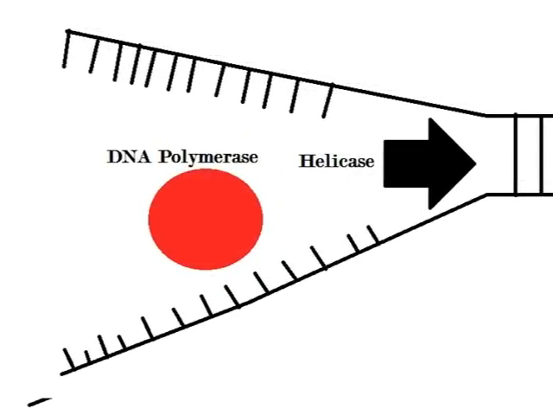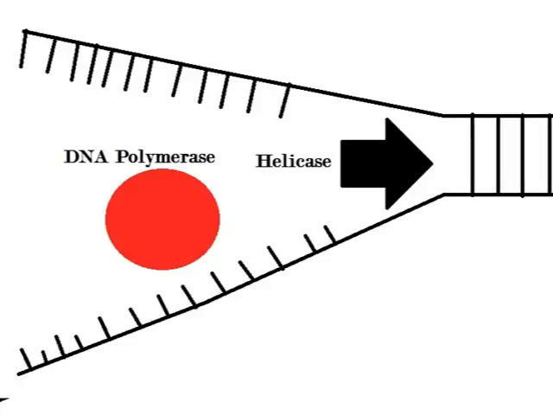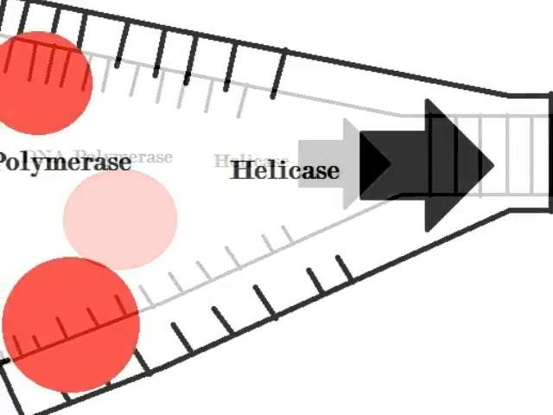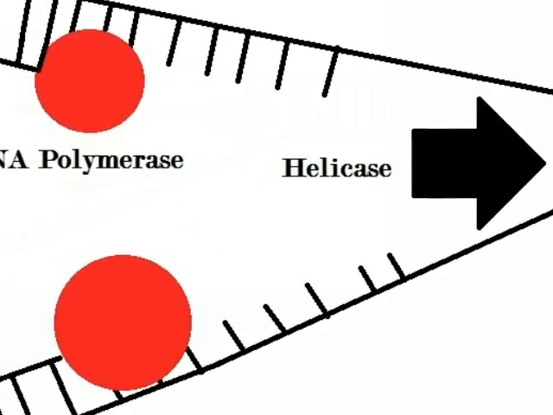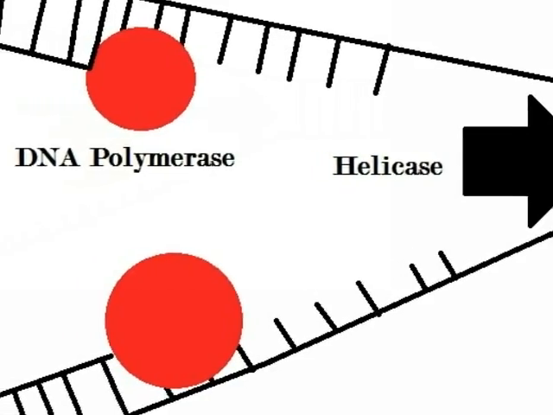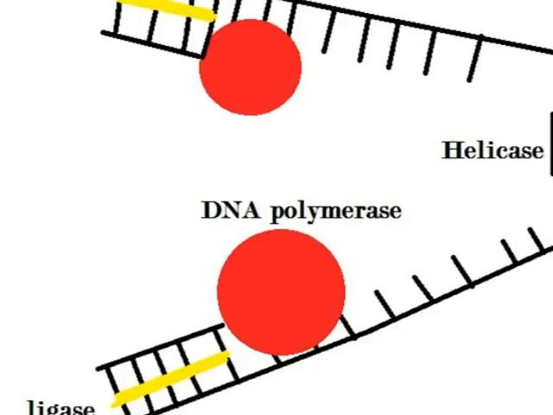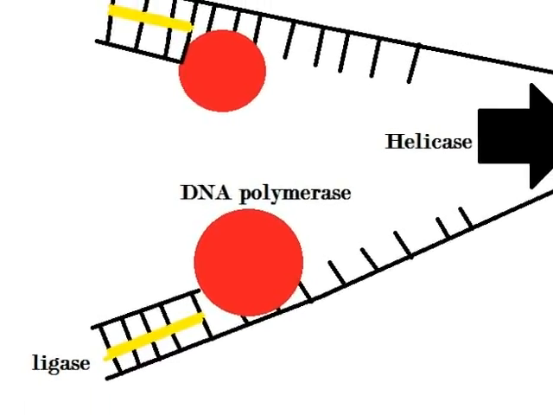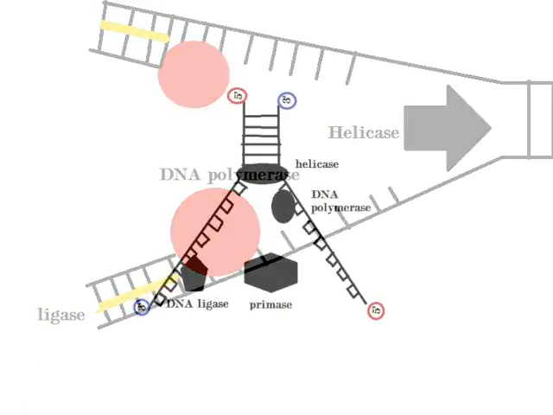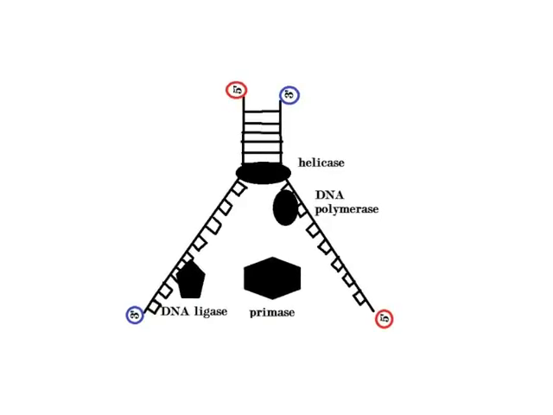Primase follows, carrying a primer which acts as an indicator for the DNA polymerase. Then, the DNA polymerase will build and attach sections of new DNA to the parent strands. Finally, DNA ligase appears to act as an adhesive, holding the new sections of DNA together. DNA strands are identified by their directionality.